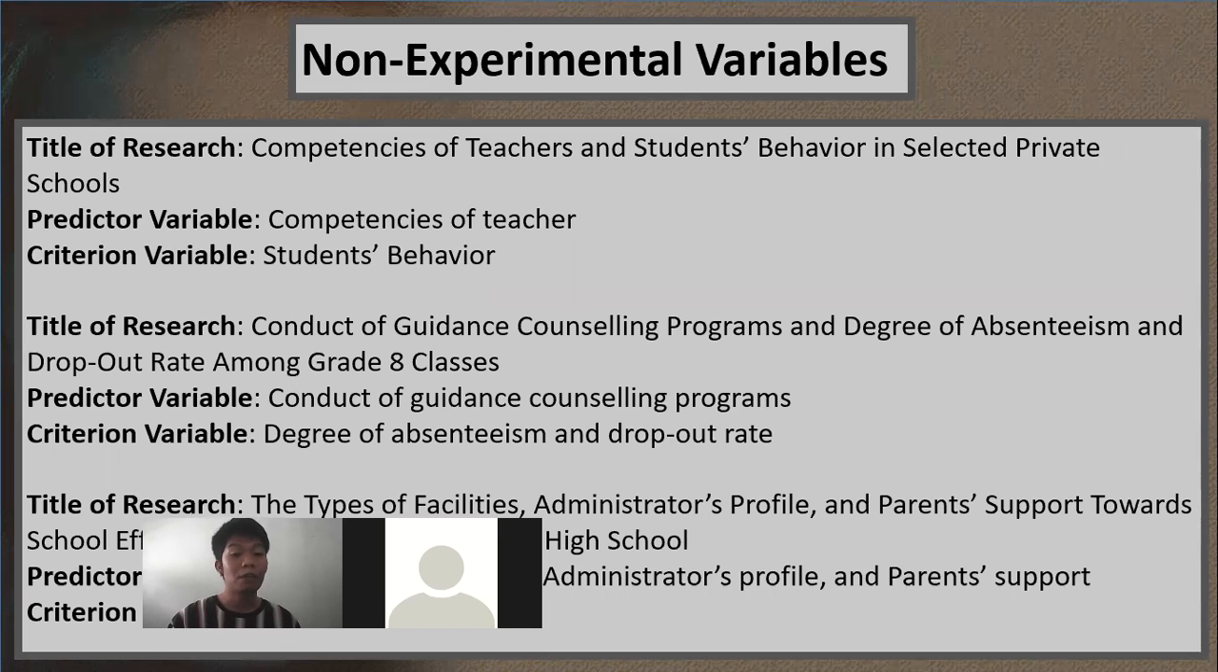Halimbawa, the predictor variable for the study is the conduct of guidance counseling programs and the criterion is the degree of absenteeism and dropout rate. This specific study is trying to determine if conducting guidance counseling programs can lessen the degree of absenteeism and dropout rate of the students.